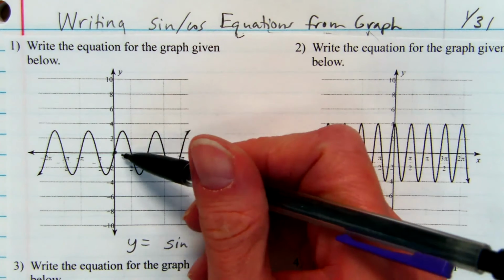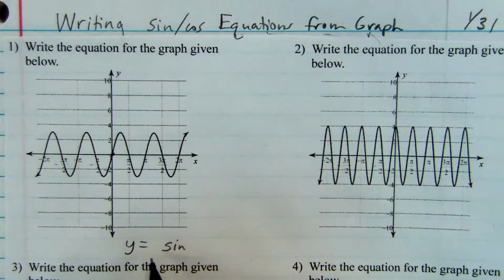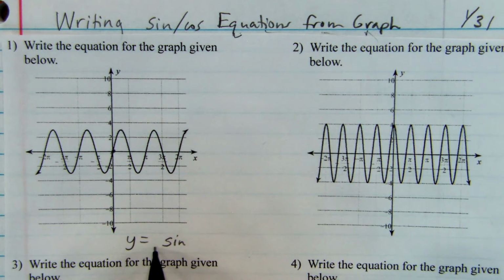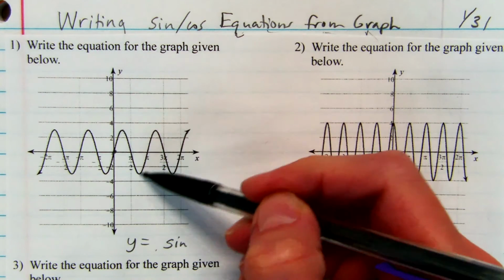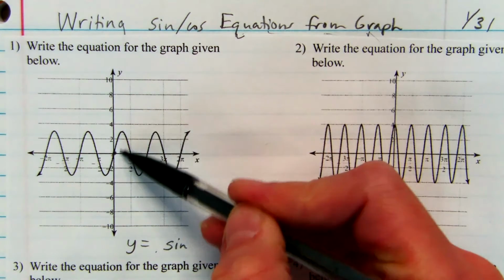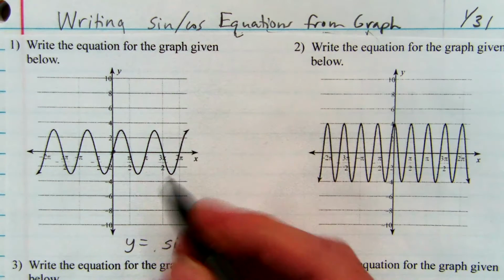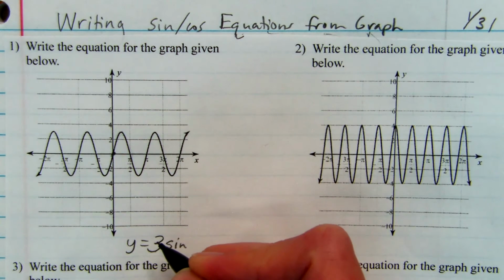Okay, and so let's look at some other information. I need to figure out what number goes here. Is it reflected? No. So there's no negative. What's the amplitude? 3. So I'm just going to put a 3 here.